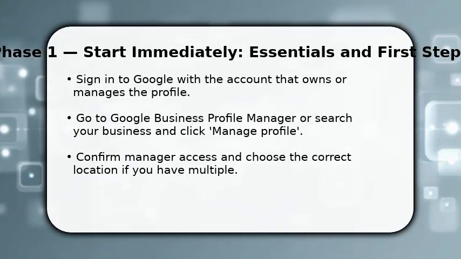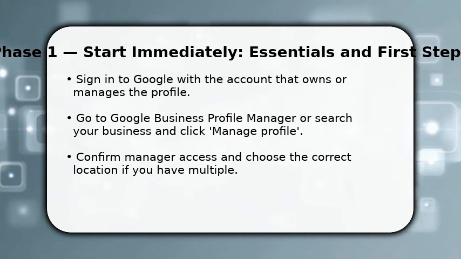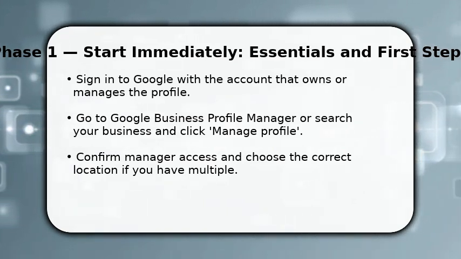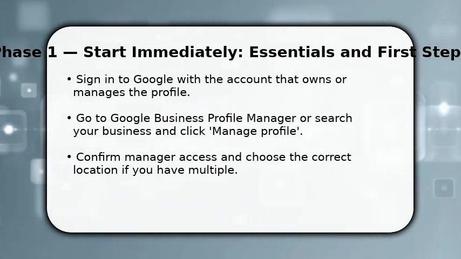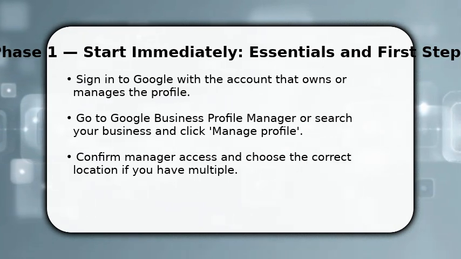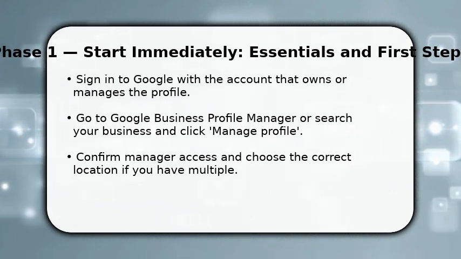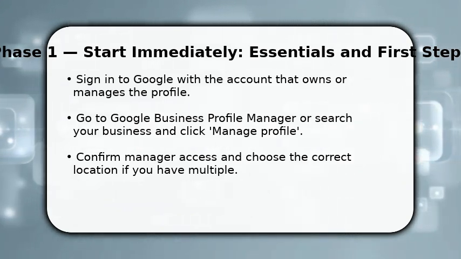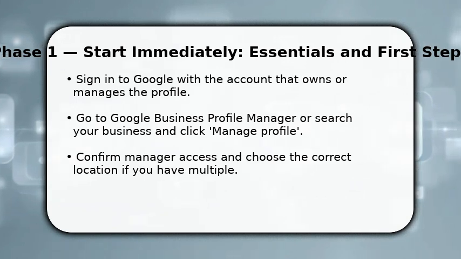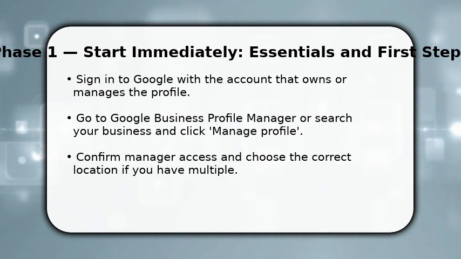You start by signing into the Google account that owns or manages the listing. This grants the permissions you need. Once signed in, go to Business Profile Manager or search your business and click Manage Profile. Make sure you select the correct location if you manage more than one. Then, from the main dashboard, click Edit Profile.